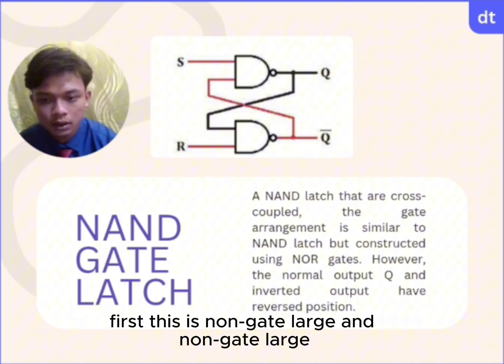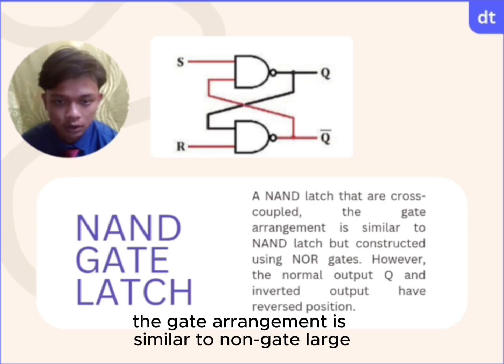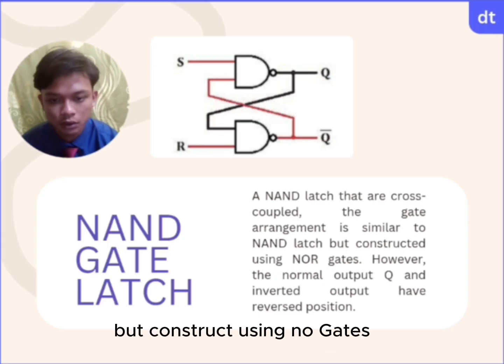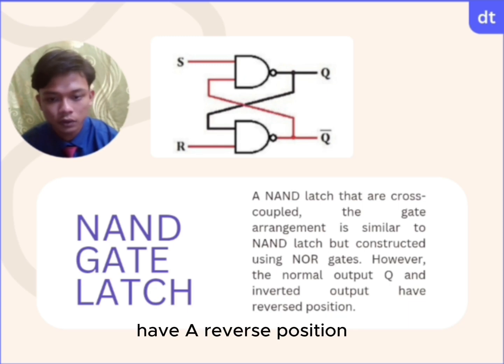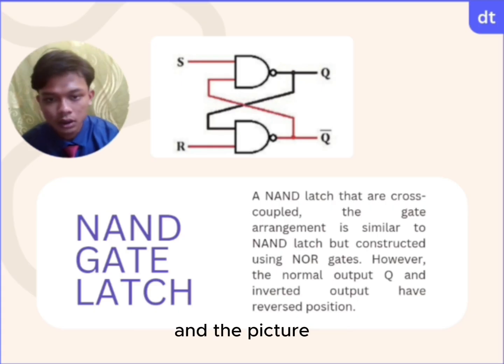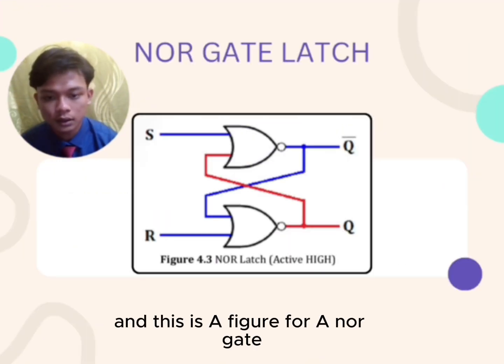First, this is the NOR gate latch. In the NOR gate latch, there is a cross couple. The gate arrangement is similar to the NAND latch but constructed using NOR gates. However, the normal output Q and the inverted output have reversed positions. And the picture at the top here is for the NAND gate, and this is a figure for the NOR gates.